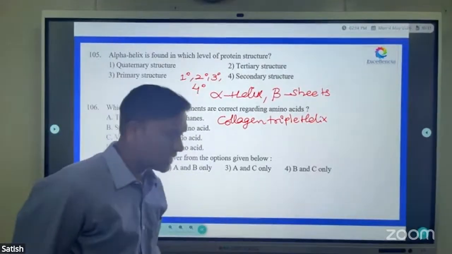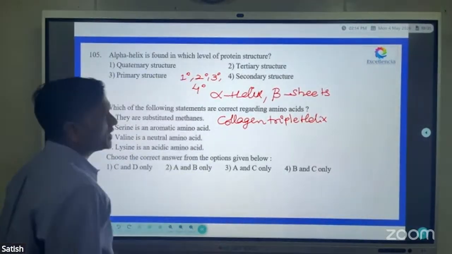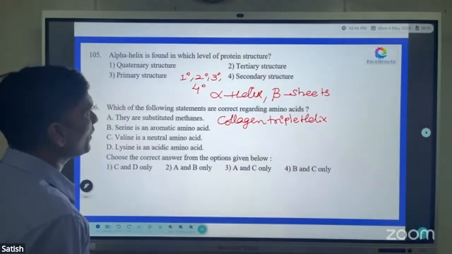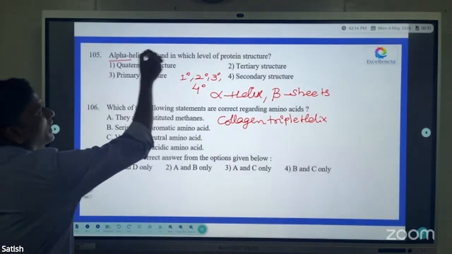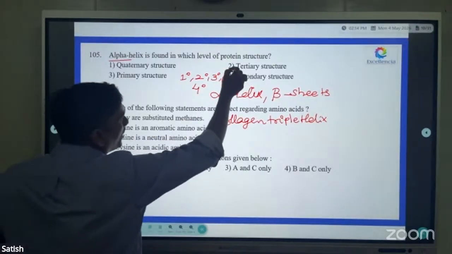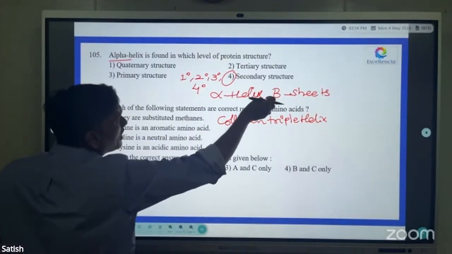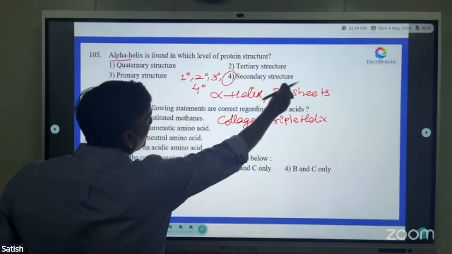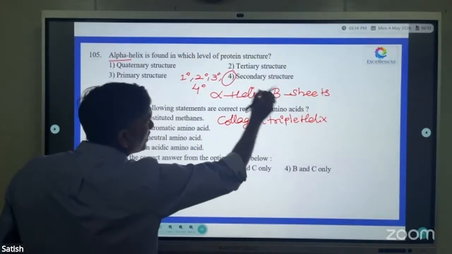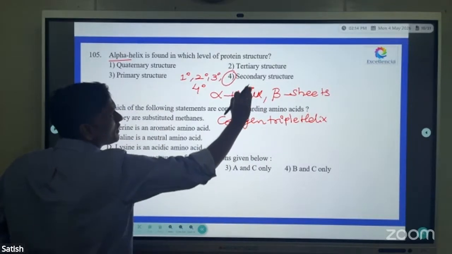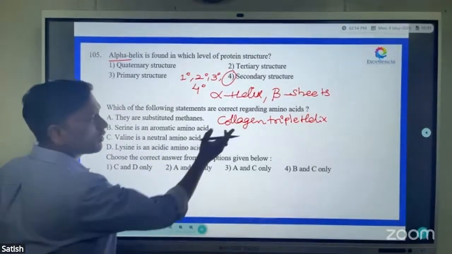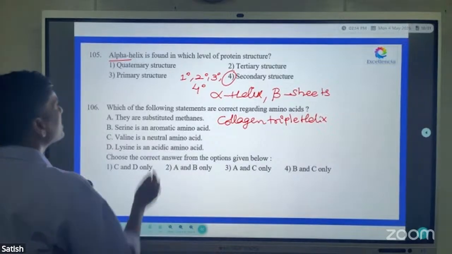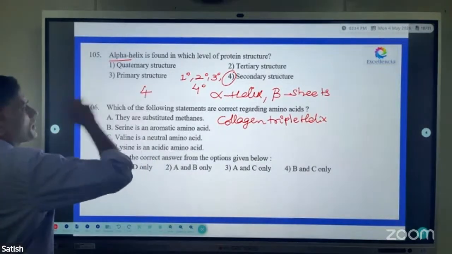Alpha helix and beta sheets were given by Linus Pauling. Collagen triple helix was discovered by Sir G. N. Ramachandran. So they are asking about the alpha helix. It can be considered as a secondary structure of protein. Other structures which can fall into this category are beta sheets and collagen triple helix. So totally there are 3 types of secondary structure of proteins: alpha helix, beta sheets, and collagen triple helix. So the answer for 105 is the 4th option.